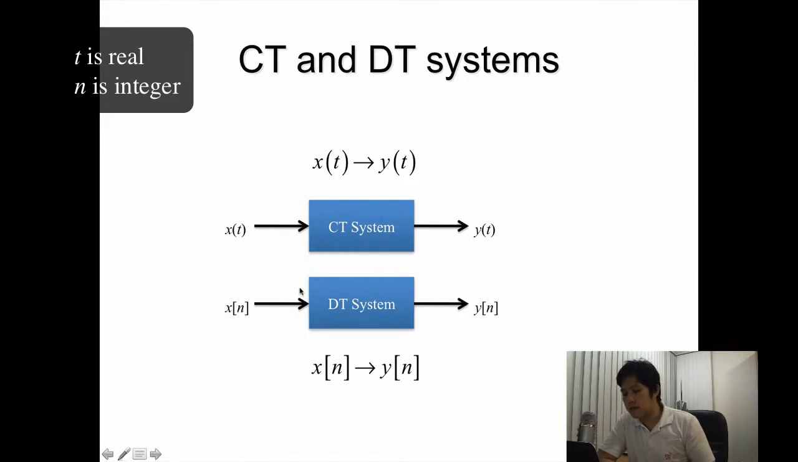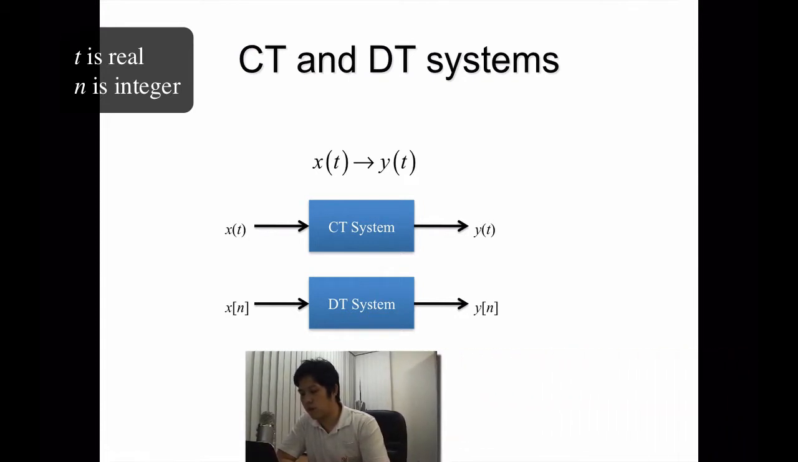For the discrete time systems, this tells you that signal x[n] is fed into the DT system, and then the system reacts with the output y[n]. And I will also use this arrow sign to denote that x[n] passes through the system, and then the system reacts to this input with y[n].